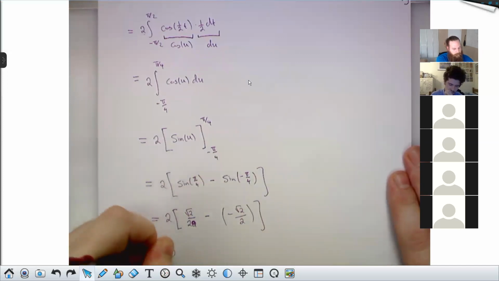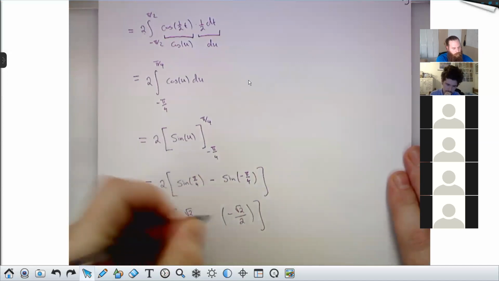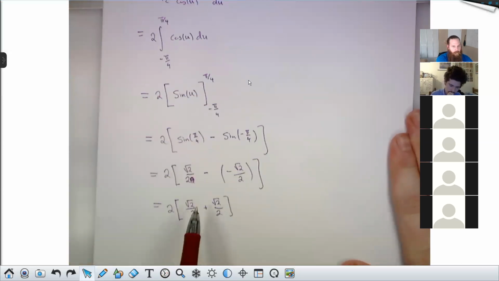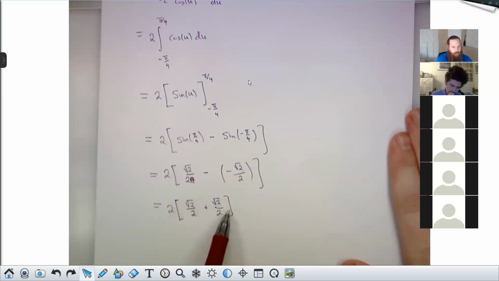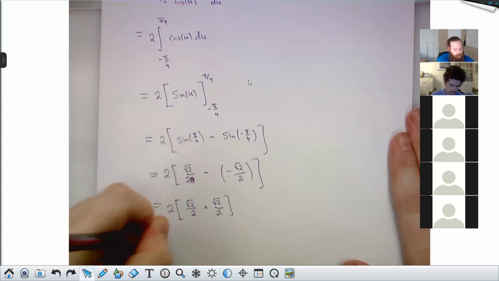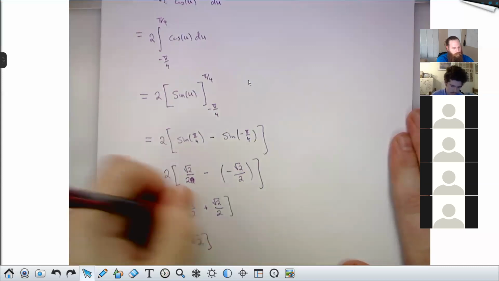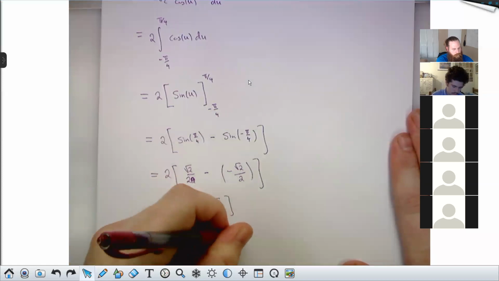So at the end of the day, I've got 2 times root 2 over 2 minus minus here makes plus root 2 over 2. When you add root 2 over 2 plus root 2 over 2, you get root 2. So this is 2 times the square root of 2, or just 2 root 2.